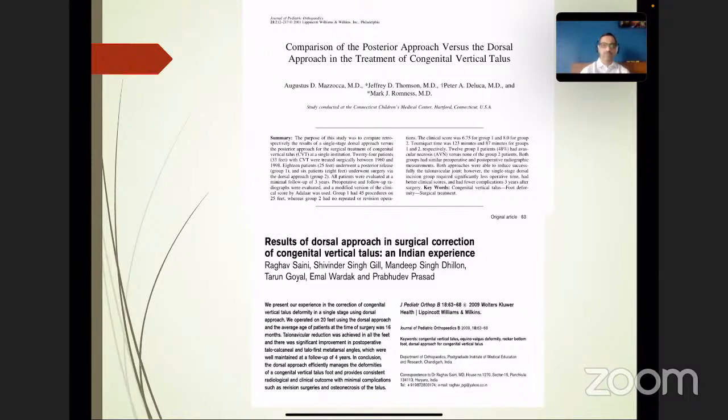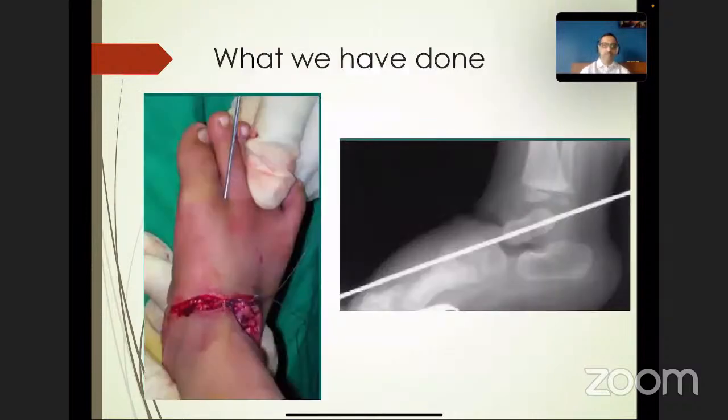Similarly, in another study by Raghav Saini et al., 20 feet were operated with a dorsal approach. They have a 4-year follow-up of these children, and they found that the dorsal approach had fewer revision surgeries and fewer complications, including less occurrence of osteonecrosis of the talus. So this case we managed with a dorsal approach.